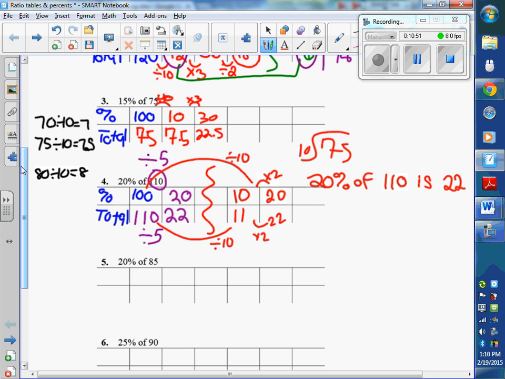22.5. You divided by 10. Yeah. Triple 7. Yeah. 21. Triple 0.5. Yeah. 22. Right. So you don't need to write it out. You know it in your head. That's it.